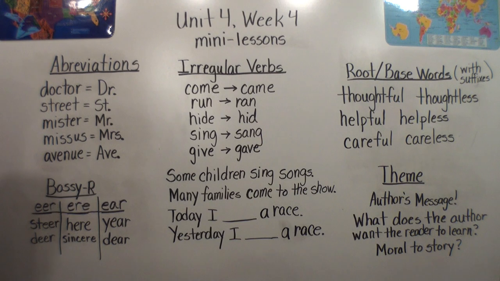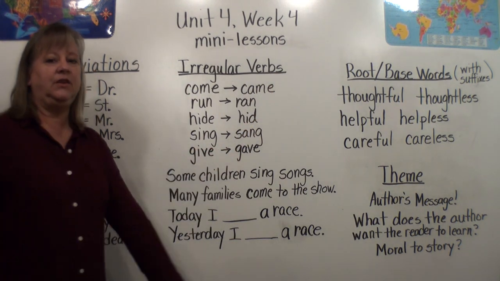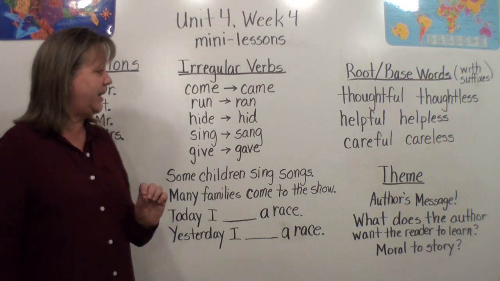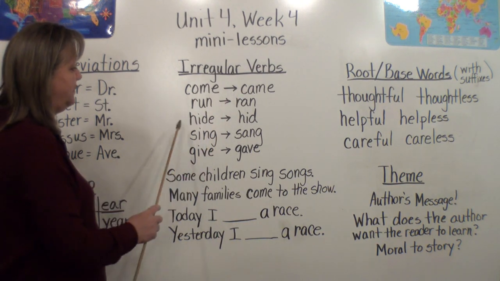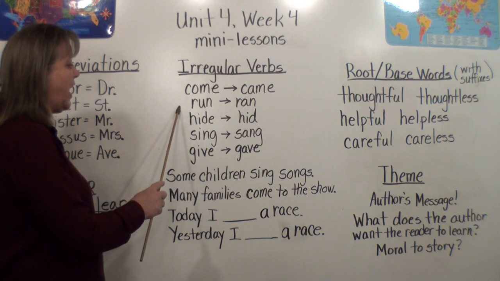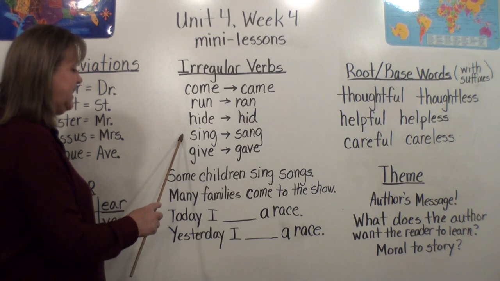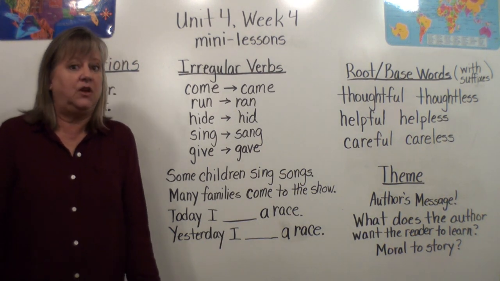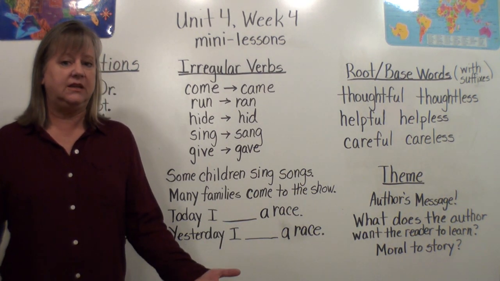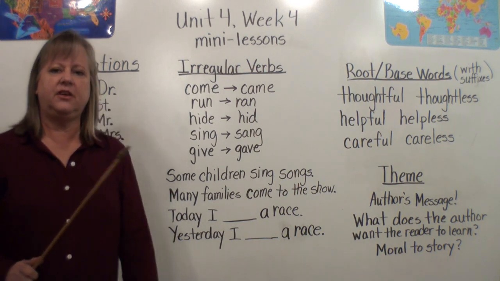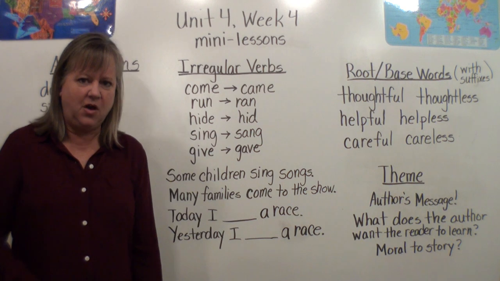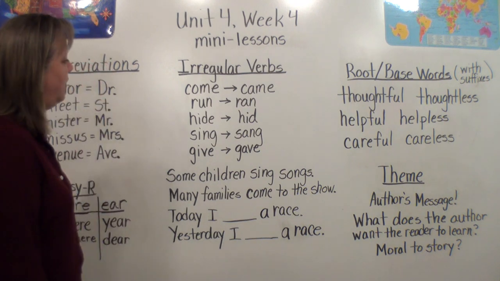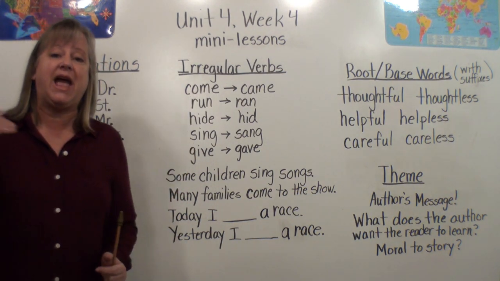All right? Next thing, irregular verbs. So verbs are action words. They show action. All right? And I wrote some up here as examples, like come, run, hide, sing, give. Those are action words. You can say whisper. You can say read. You can say jog. They're all an action, even if they're a quiet action or a fast action. Sleep. All right? Now, we have them in present tense when they're happening now.